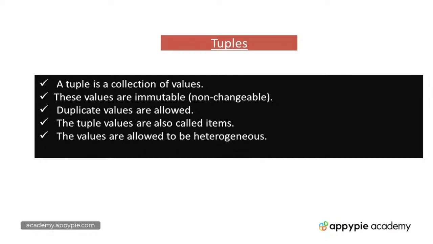The values are allowed to be heterogeneous. This property is also the same as for lists, where the values can belong to the same data type or different data types. Similarly in tuples, the values can be of the same data type, that is homogeneous, or heterogeneous, that is, belonging to different data types. Now this is a very minor difference: the items are placed inside parentheses. If you remember, in the case of a list, the values are placed inside square brackets and not parentheses.